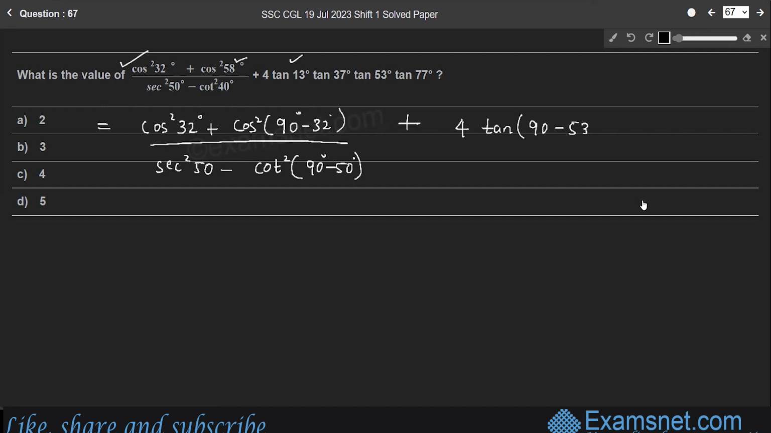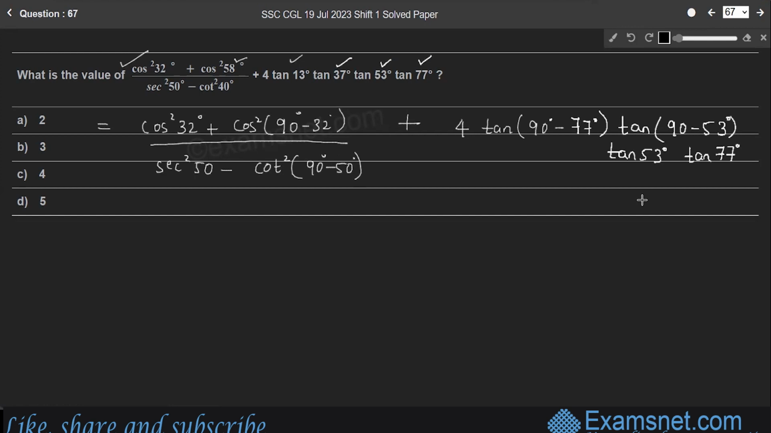I'll write 13 degree as 90 minus 77 degree. Sorry, not 53, it is 77. So tan 13 can be written as tan of 90 minus 77 degree, whereas tan 37 can be written as 90 minus an angle, which is 53 degree. Into the last two parts, tan 53, so let it be as it is, into tan 77 degree.